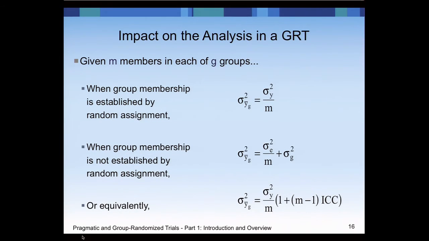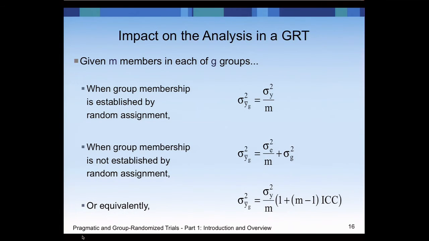And if group membership is established by random assignment and the members never interact with one another or have any other connection, that first formula applies. When group membership is not established by random assignment, we have an extra component of variance, that attributable to the groups that we talked about a moment ago. We also have the residual variance, or member portion of the variance, sigma squared e, and that member component is divided by the number of observations contributing to the mean, but the group component is not.